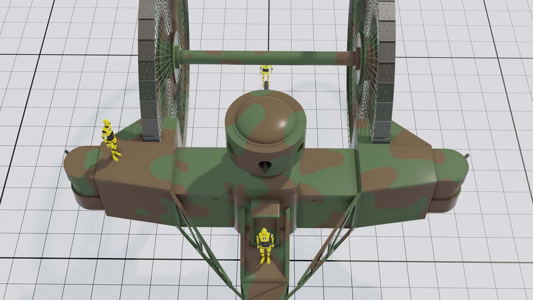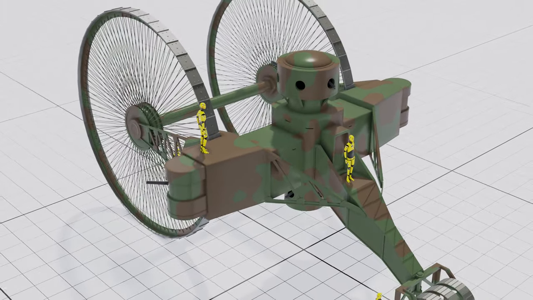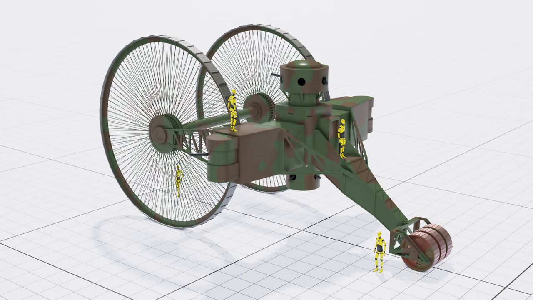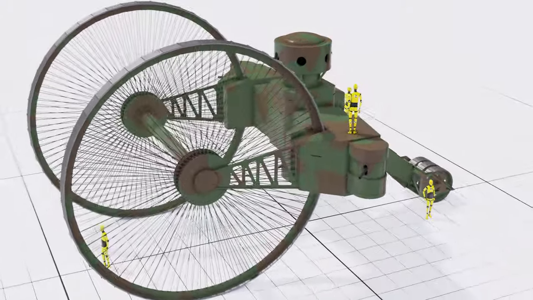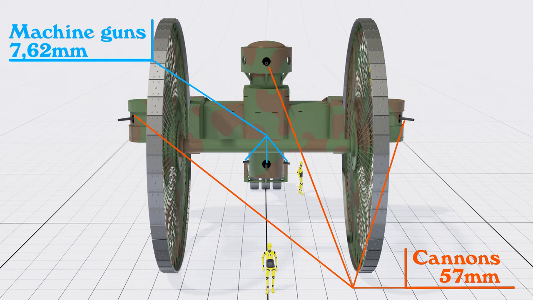No mechanism is visible in any of the photos, so I assume that the power was transmitted directly to the rim of the wheel. The rear was supported by smaller wheels, about 2 meters high, to ensure maneuverability. The number and the type of weapons are also not entirely clear. The tank was probably to be equipped with 3 cannons and several machine guns to protect against infantry.